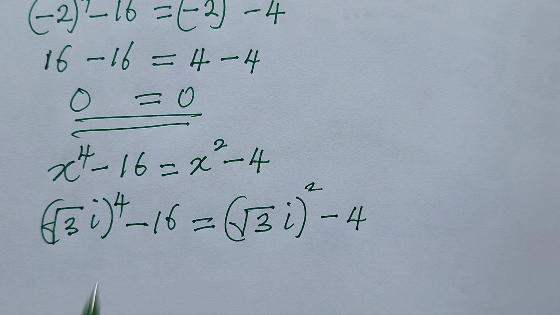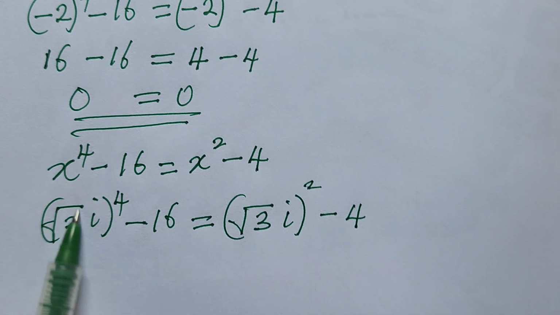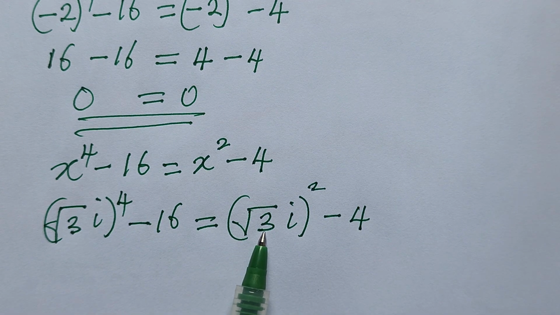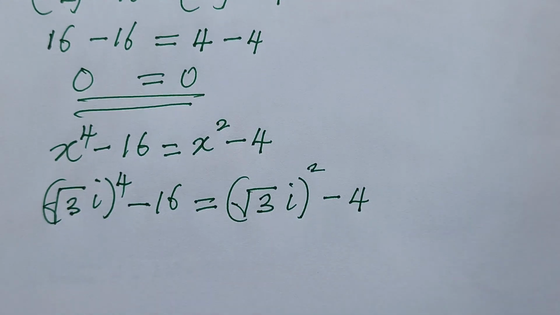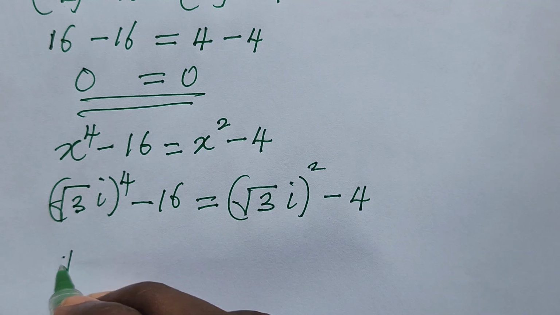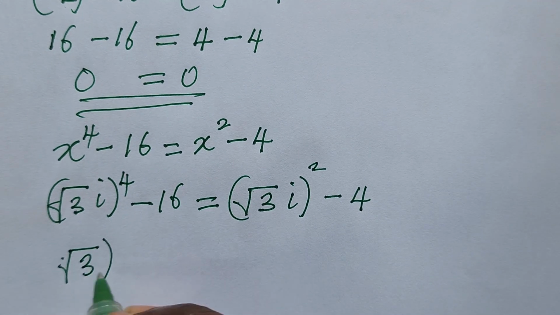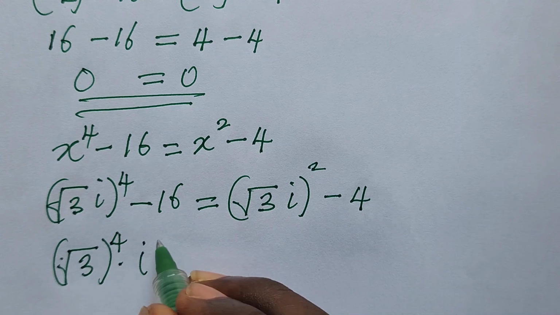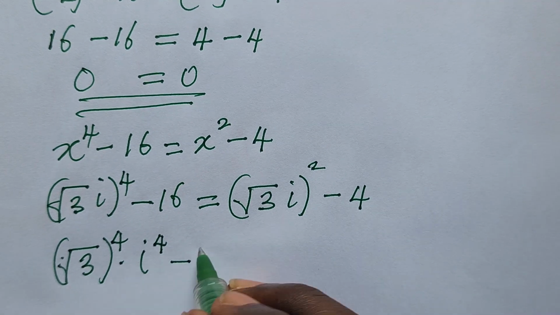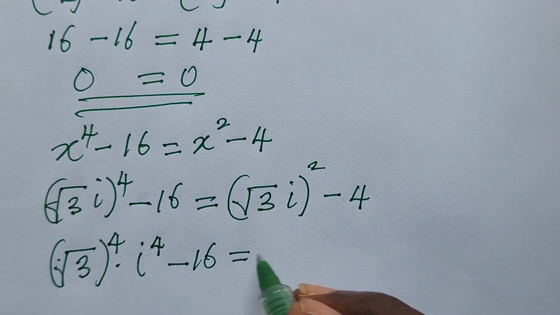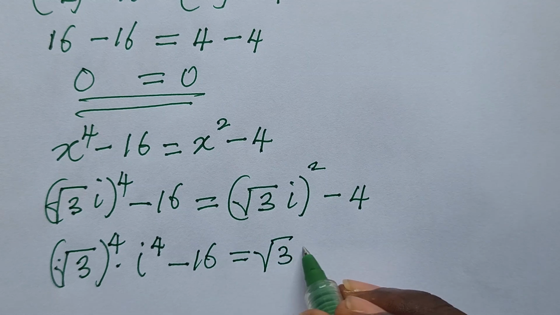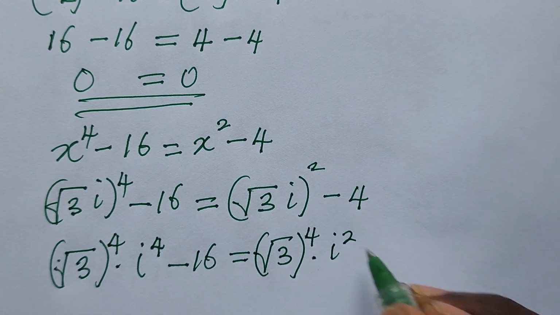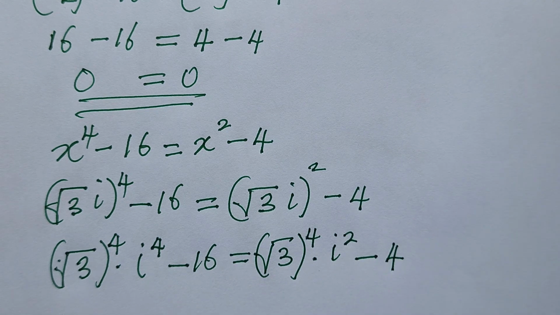Good. Again, we know that this power is affecting this separately and it's also affecting this separately. Same thing here. So let's go ahead and simplify this. So this is going to give us square root of 3 all to the power of 4 times i to the power of 4 minus 16 equal to the square root of 3 all to the power of 4 times i to the power of 2 minus 4.